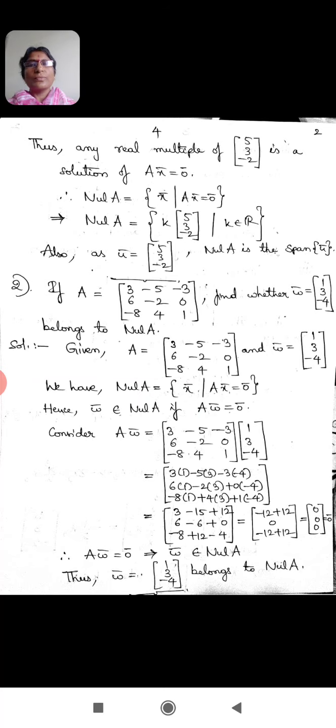Okay, let us now move on to the next problem. If A is equal to the matrix with rows (3, -5, -3), (6, -2, 0), (-8, 4, 1), then we are asked to find whether w bar, the 3 by 1 column vector (1, 3, -4), belongs to null A or not. So this is the question asked of us.